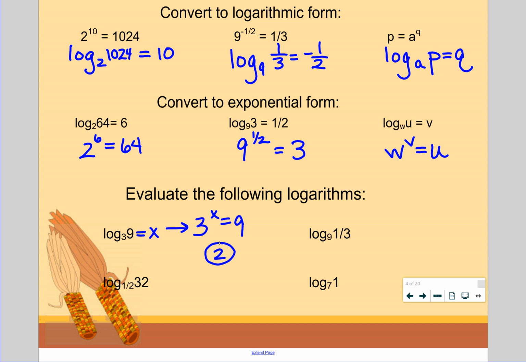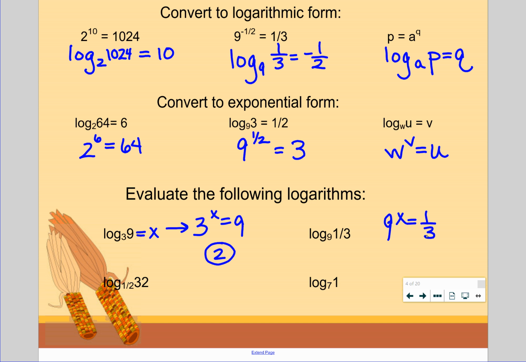Whoa. Okay, so when you see a log, and guys, these are great things to think about if you're thinking like the ACT, I think somebody mentioned that earlier. When you see a log, the log means find the exponent. So this means 3 to what exponent will give you 9? That's what it evaluates to. Or 9 to what exponent will give you 1/3? Now that one's a little tricky, so I'm going to write it out. 9 to what power gives me 1/3?